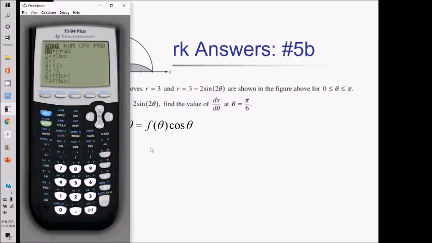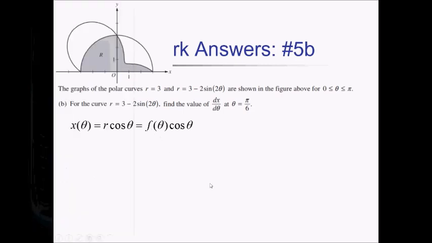For this, I'm going to do math 8 nDeriv, and I'm already in polar mode, so it does d theta down there. Up here, this was stored as R2 in my calculator, so alpha trace R2. I'm multiplying that times cosine of theta, and I want to evaluate all that at pi over 6. So pi divided by 6, equals, and this is going to be negative 2.366.